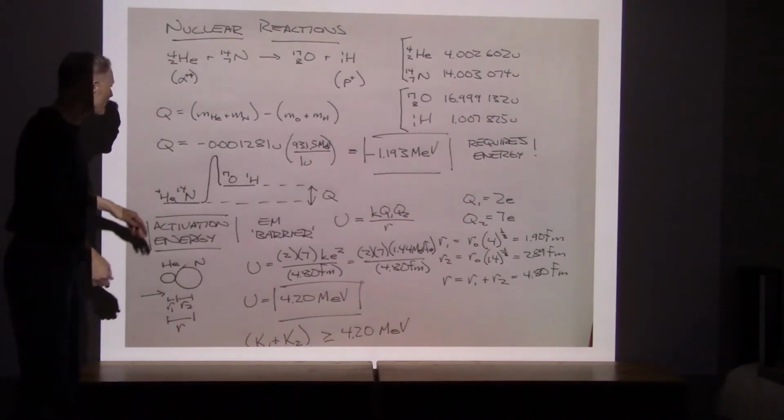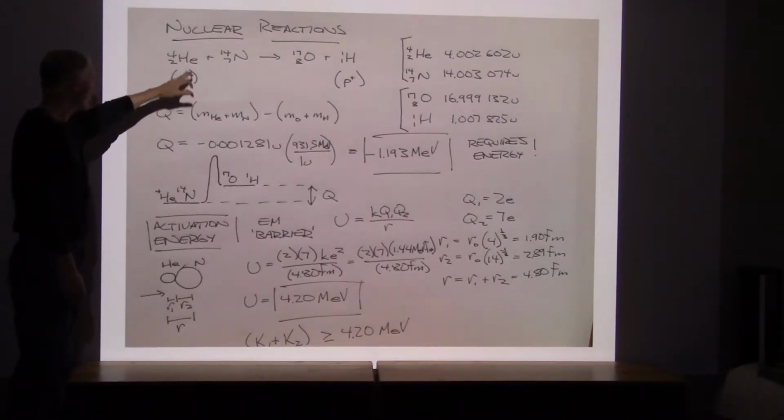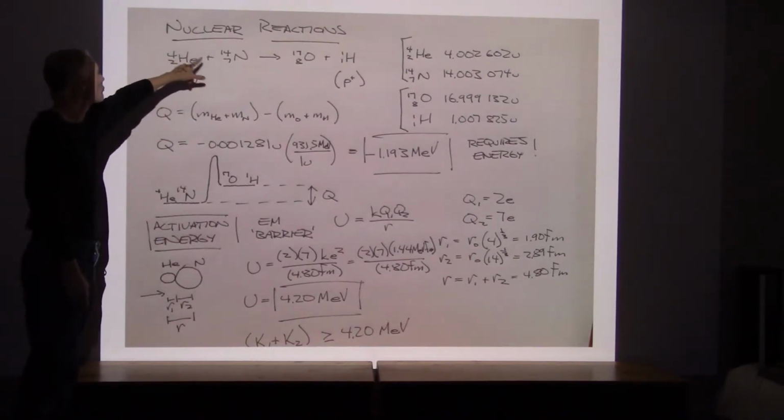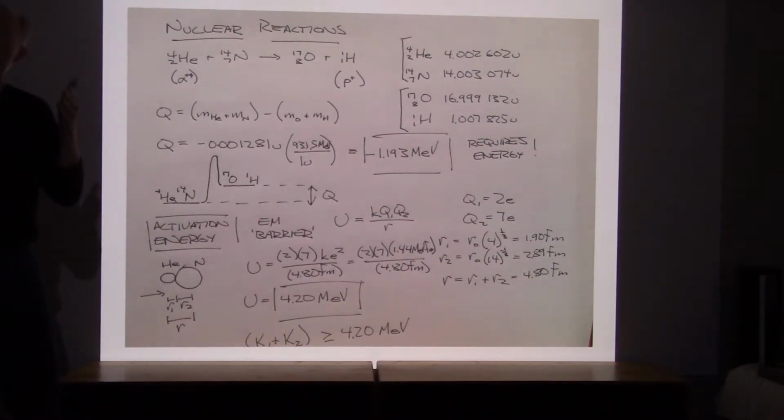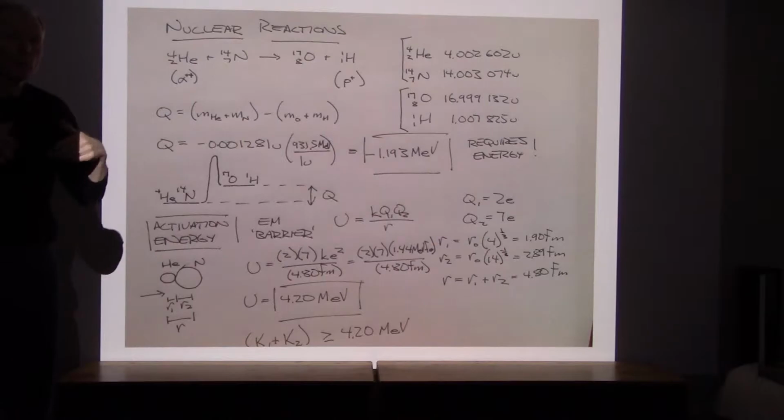So what's going to happen here is, in order for this reaction to occur, it can't be that the helium-4 and the nitrogen-14 are not moving very fast. We actually have to put a lot of kinetic energy into the reaction. So in this reaction in particular, we're going to have to put kinetic energy in. Some of that kinetic energy will be converted into mass.